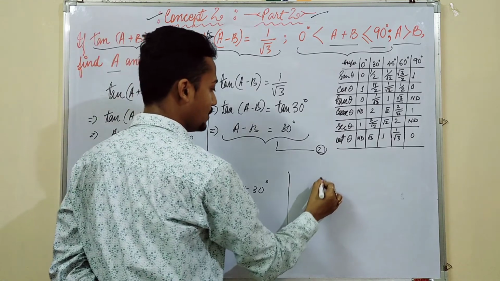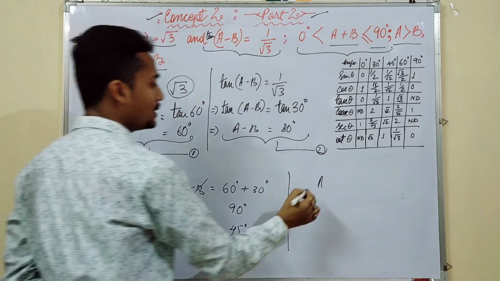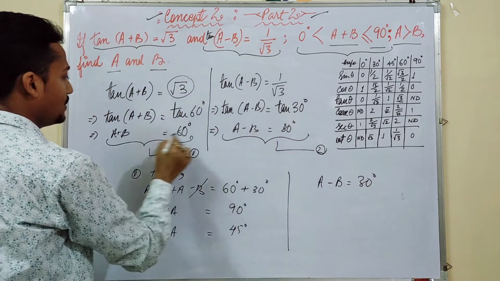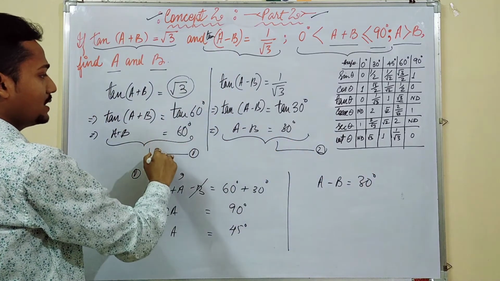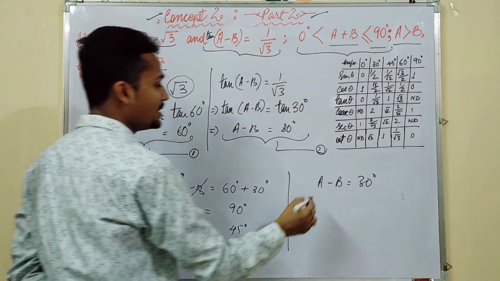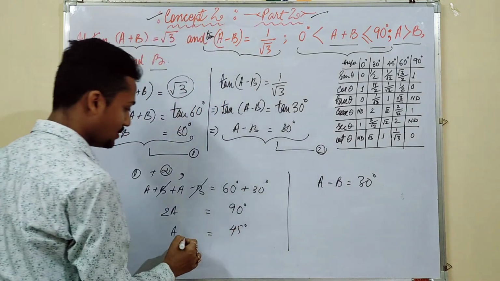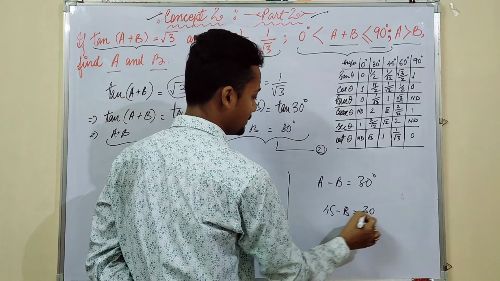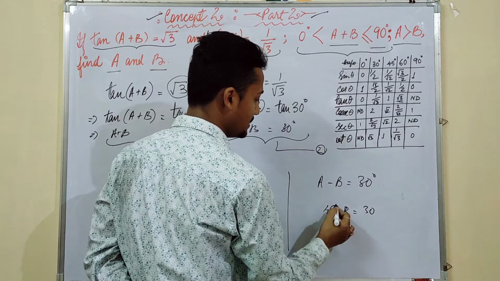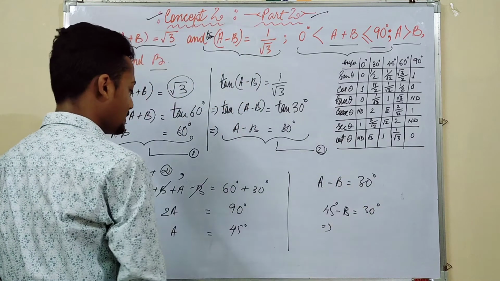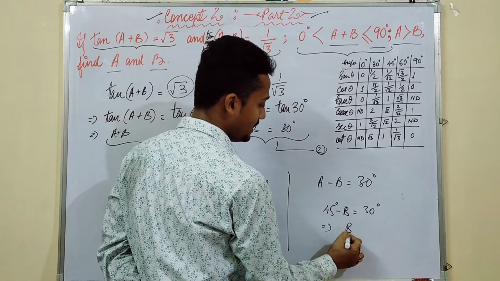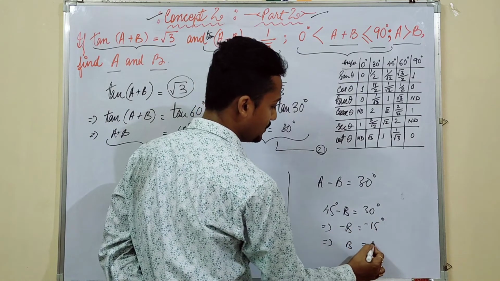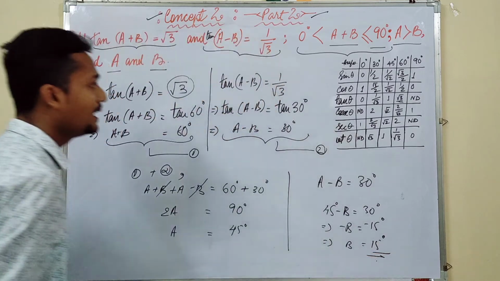If a is equal to 45, then what do we have? A minus b is equal to 30 degree. We can take either of the two equations, 1 or 2, whatever we take. So a minus b is equal to 30, and a we have already got 45, so 45 minus b is equal to 30. Taking this angle to the other side, we get minus b is equal to minus 15 degree, or b is equal to 15 degree. This is your required answer.